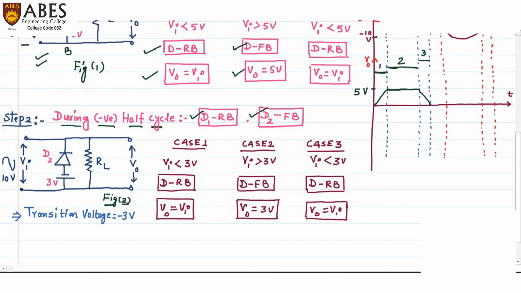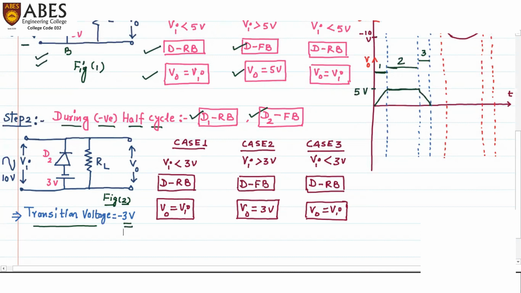So in figure number 2, you can see I have omitted the branch which comprised diode D1. So this is the resultant circuit during the negative half cycle. And again, this is a parallel clipper because diode and RL both are connected in parallel. Now, here also we will calculate the transition voltage. As we all know, transition voltage is equal to the magnitude of battery voltage. Because in figure 2, the battery voltage is 3 volts, therefore transition voltage is also equal to 3 volts.